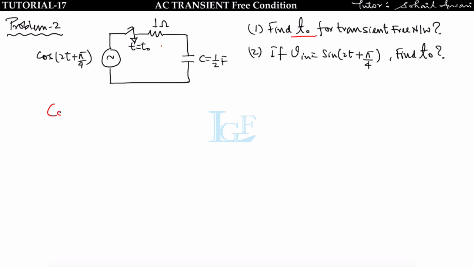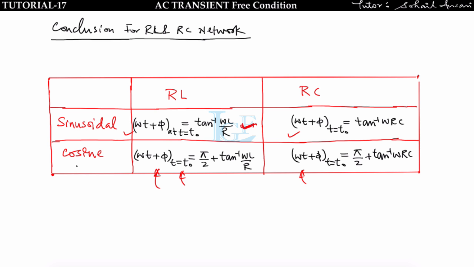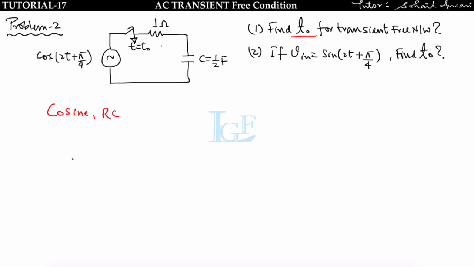See, first input is cosine and the network is RC. Now see the formula. Input is cosine and the network is RC, means we have to apply this formula omega t plus phi is equal to pi by 2 plus tan inverse omega RC in order to make the circuit transient free. So omega t naught plus phi is equal to pi by 2 plus tan inverse omega RC.